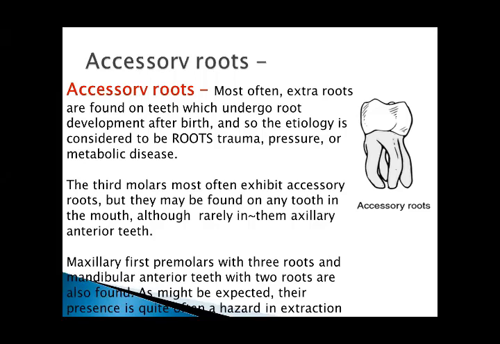Most of the extra roots are found on teeth which undergo root development after birth, and so the etiology is considered to be trauma, pressure, or metabolic disease. The third molars most often exhibit three roots, but they may be found on any tooth in the mouth, although rarely in the maxillary anterior teeth. Maxillary first premolars with three roots and the mandibular molars are also found. Their presence is quite a hazard in extraction.